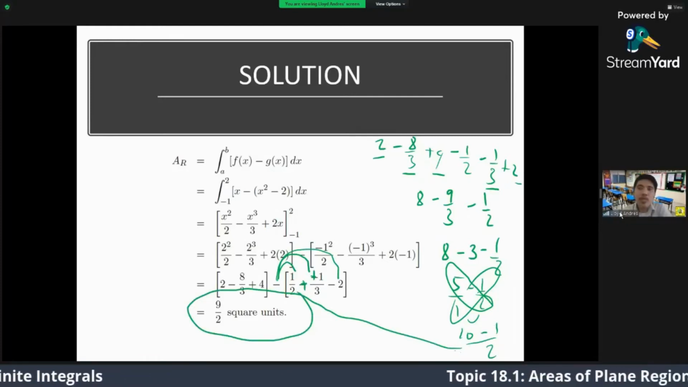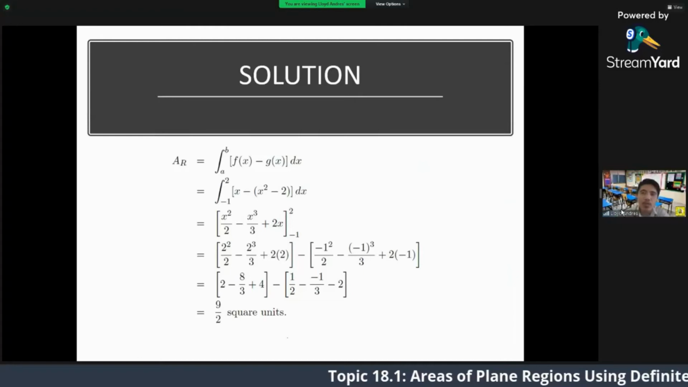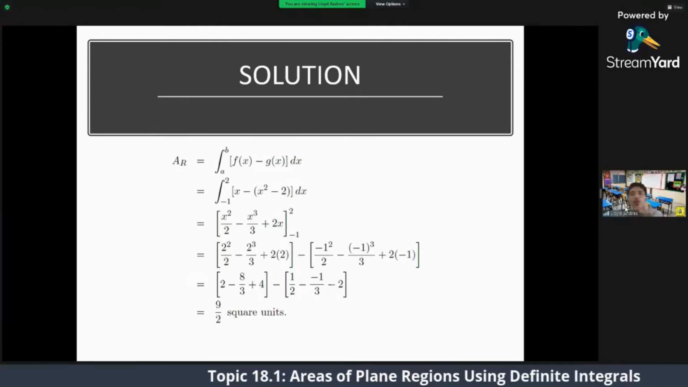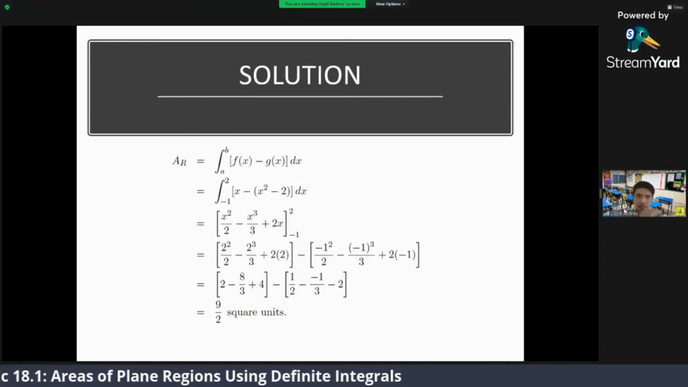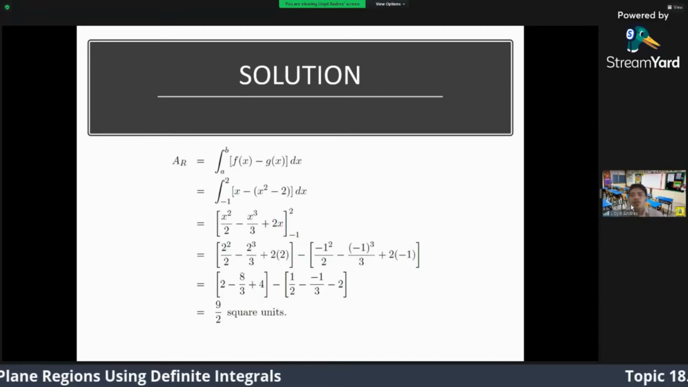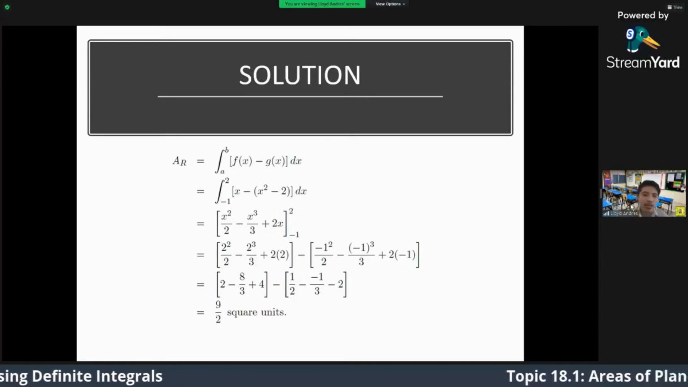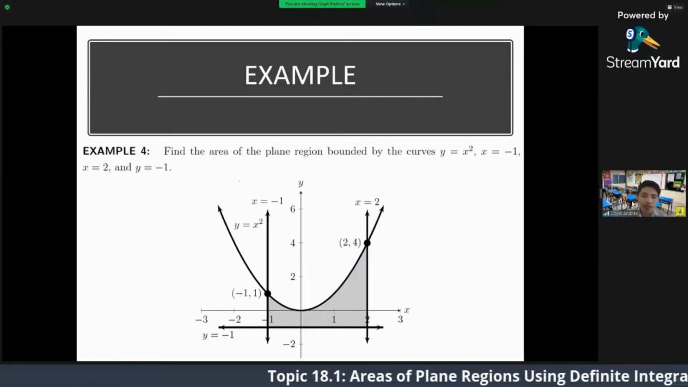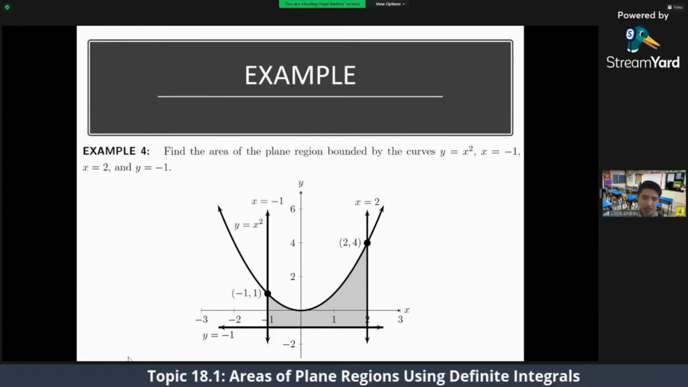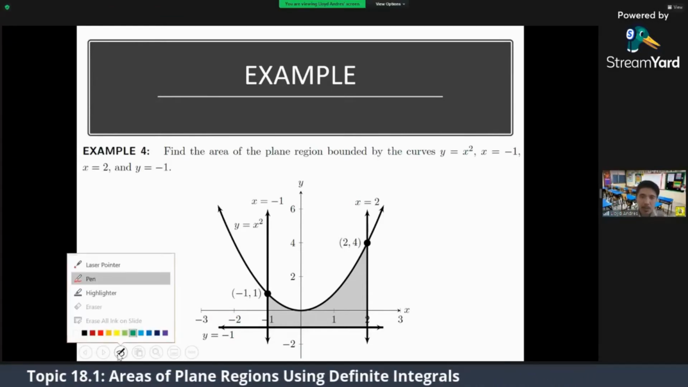So, when we solve a definite integral, once it is no longer bounded by the x-axis, instead, it is bounded by another curve. So, let's do another example. Example 4.